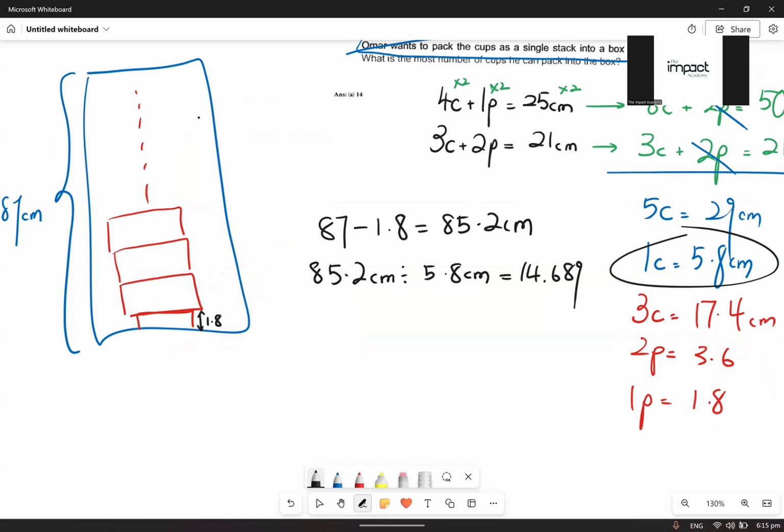That means I cannot have 15. I have to round down, so the maximum must be 14. The most will be 14 cups. So therefore, this is your answer for this question.